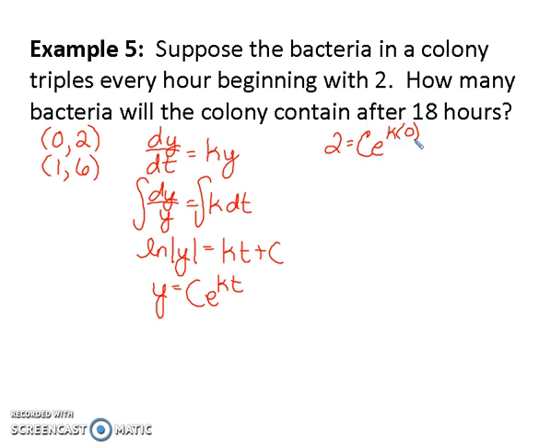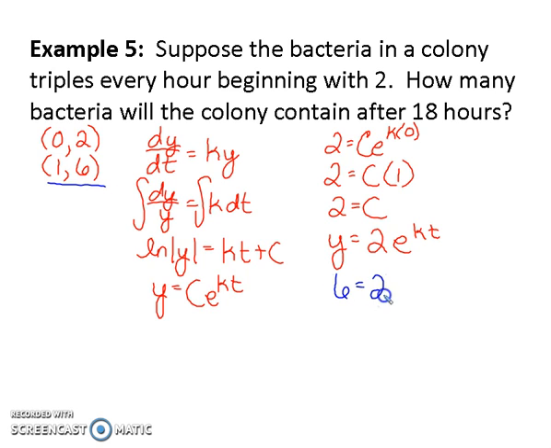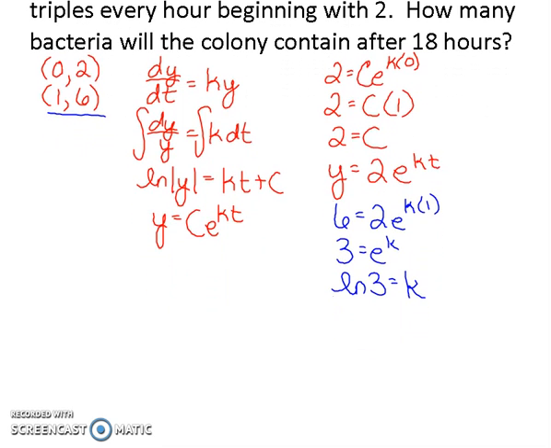So to find C, I'm going to use my initial amount at time 0. So that would be 2 equals C times 1. So that tells me that my equation is at least y equals 2e to the kt. Now to find k, I'm going to use the other coordinate pair. So y is 6 when t is 1. So that means that 3 equals e to the k. So the natural log of 3 is my k value. So my function is now y equals 2e to the natural log of 3 times t.